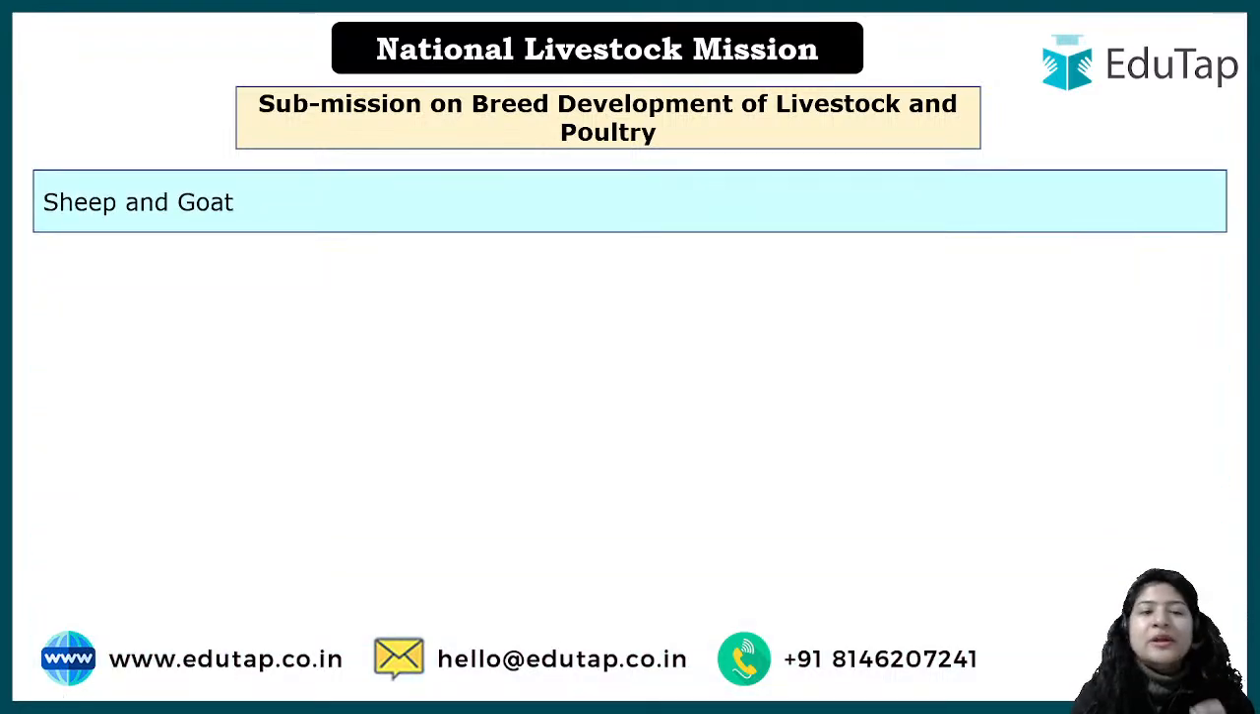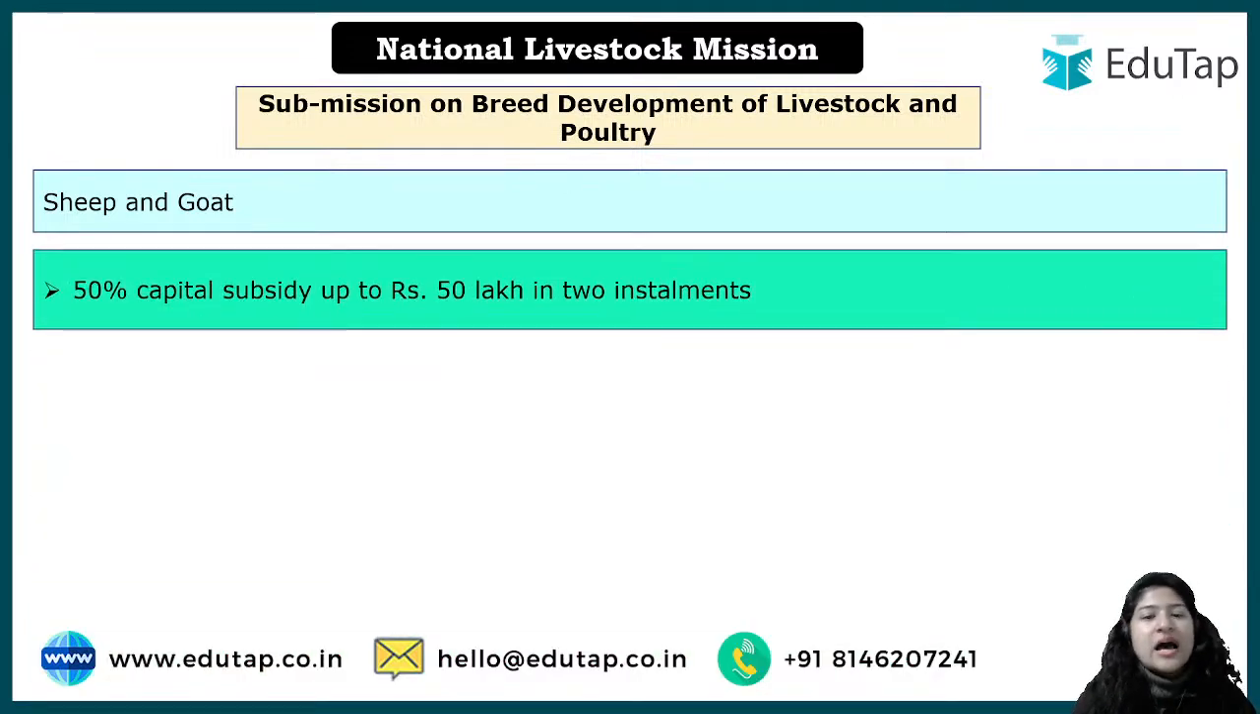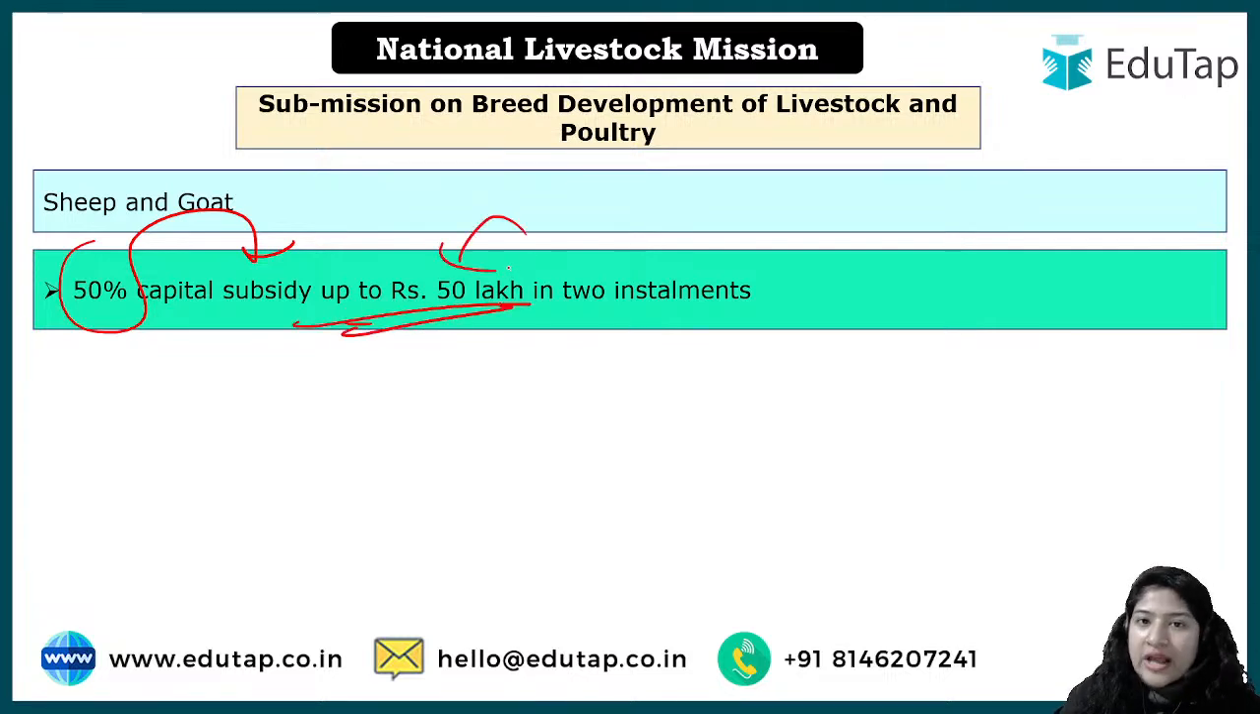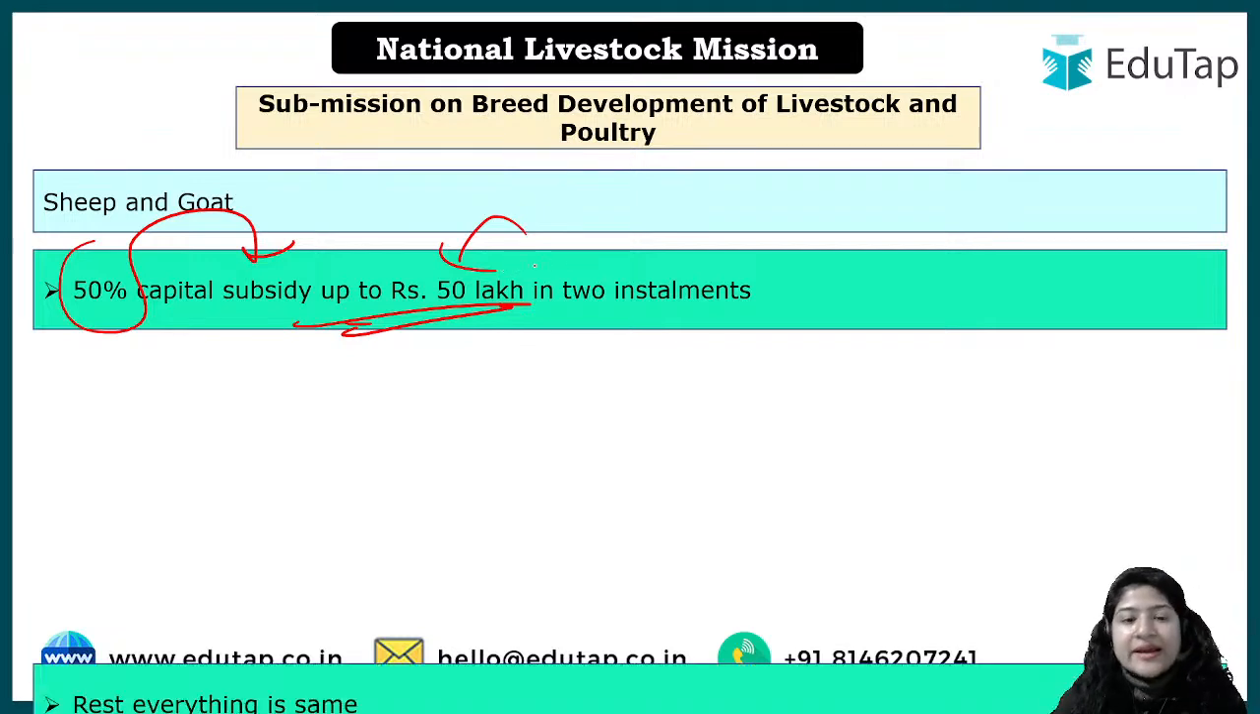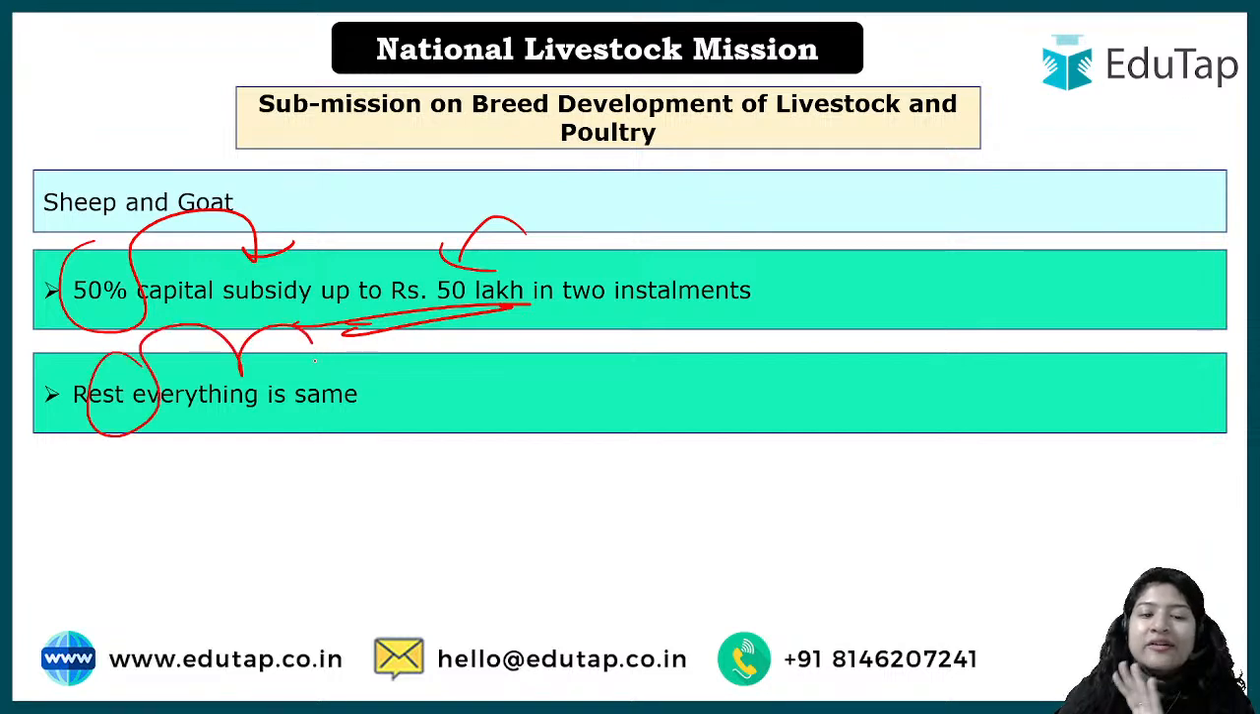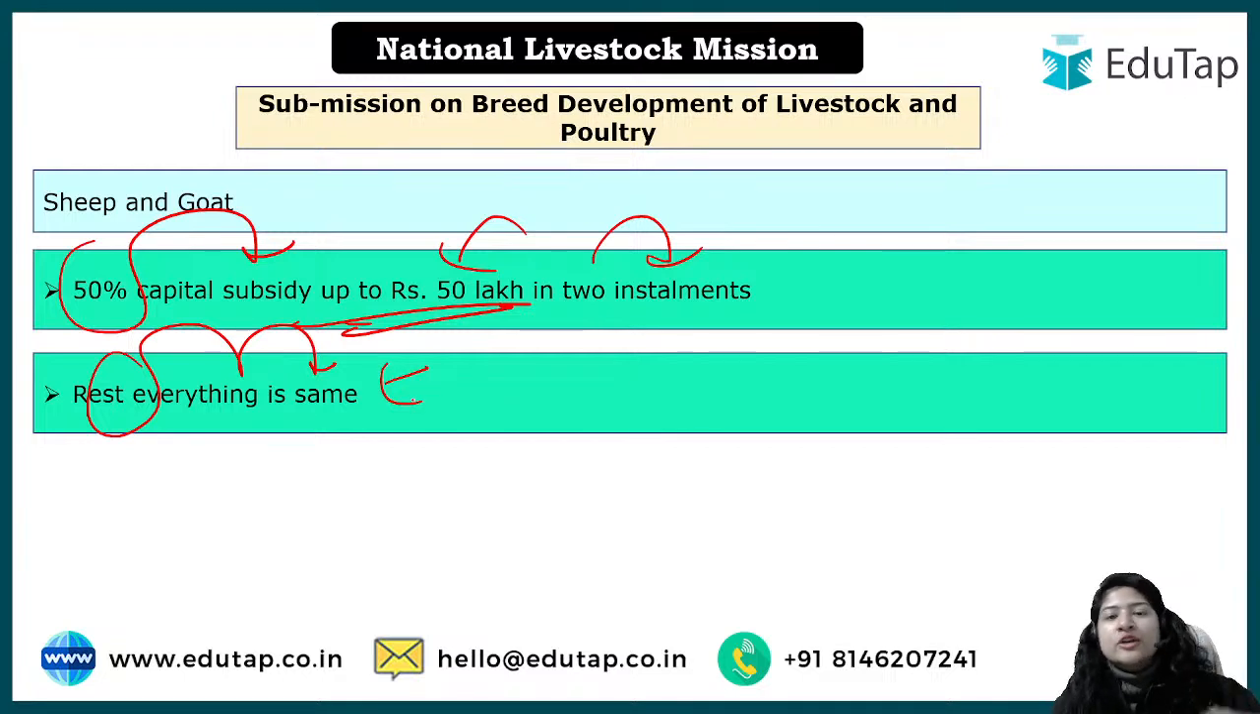Second is about sheep and goat. Now in sheep and goat, what happens? Again, here also 50% subsidy will be given, but now here is a change, ठीक है. That is, up to 50 lakh will be given. There in poultry, how much was it? It was 25 lakh. Here what is the case? It is 50 lakh in 2 installments, and the rest everything is the same, ठीक है. Rest everything means what? We have said 2 installments will be given, so we have understood 2 cases, right? So those follow here also. We understood that no subsidy will be provided for leasing, purchasing, etc.